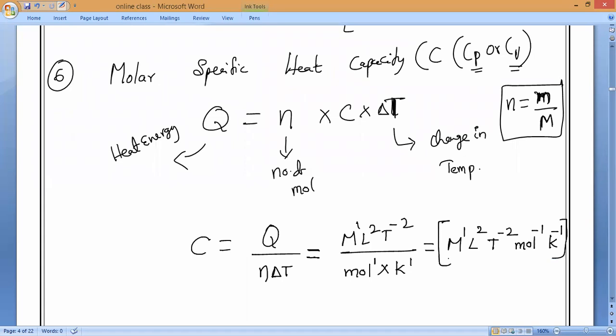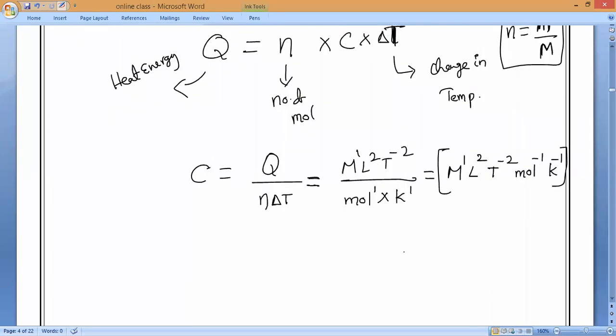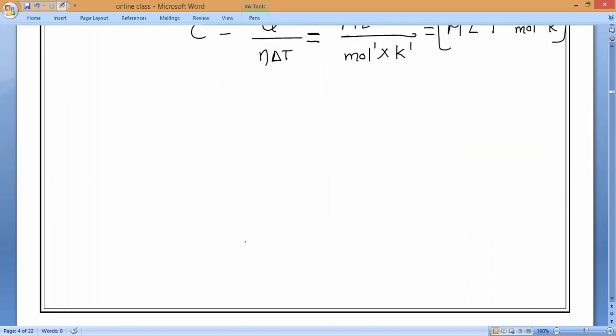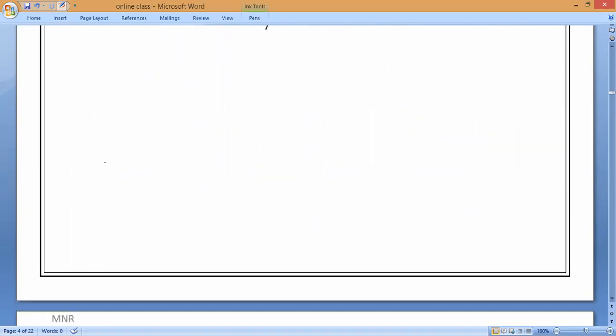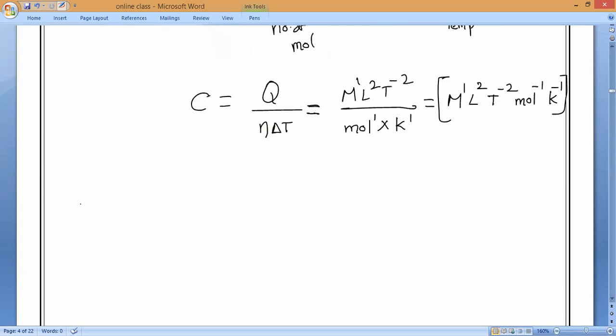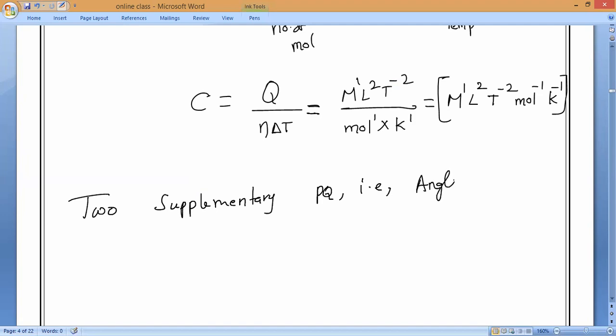So this is what you have to remember about constants. Now I will say three statements, you write. The two supplementary quantities, angle and solid angle, do not have dimensions, but they have units. Do you remember? We have written steradian and radian. Solid angle is the three-dimensional angle. So they do not have dimensions, but they have units.